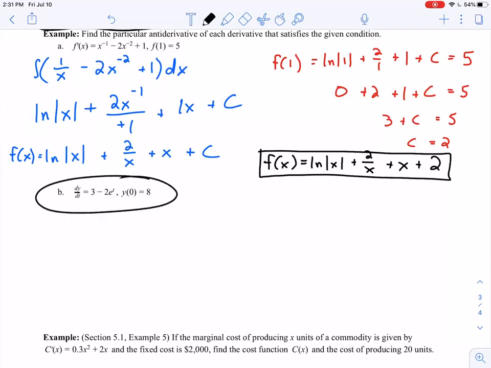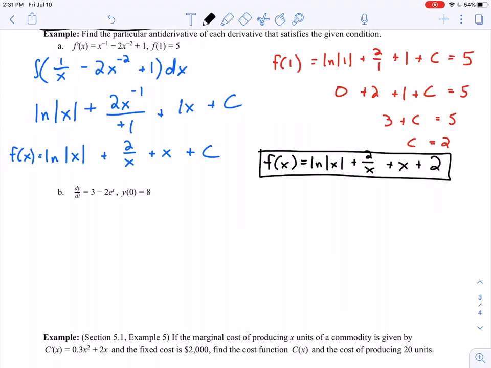Here we've got another example. We're using a slightly different notation this time. We have dy over dt equals 3 minus 2e to the t, and we're told that y of 0 is equal to 8. So in this case, this one's a little bit tricky.